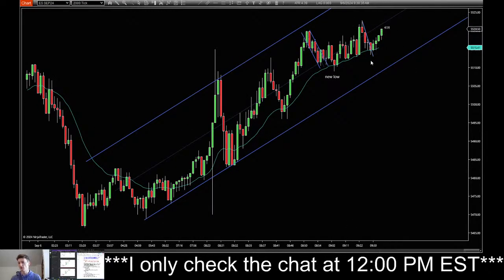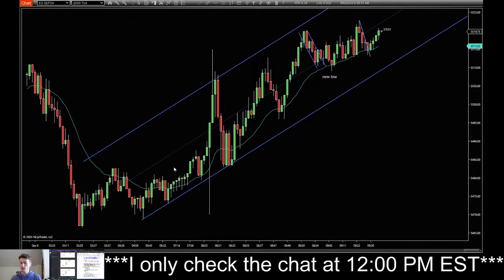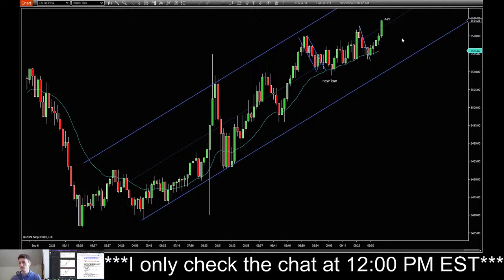Looking for a second entry long now. Prices are clearly holding the EMA. This is not a strong trend, but it's not a weak one. Somewhere in the middle.